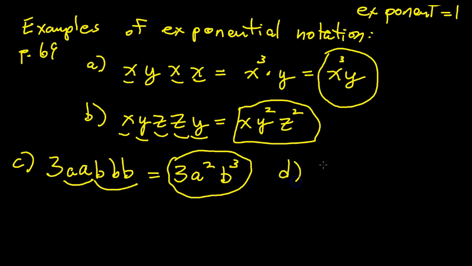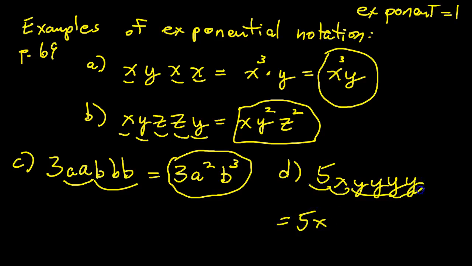How about D? 5x y times y times y times y. Of course, this can be simplified. There's only one factor of 5 here. There's only one factor of x. And of course, y times itself 4 times is y to the 4th power: 5x y to the 4th.